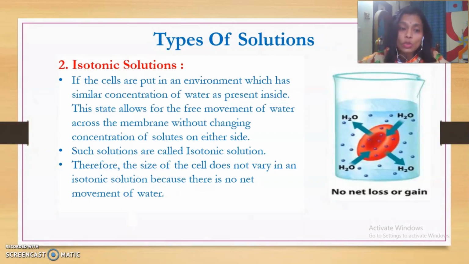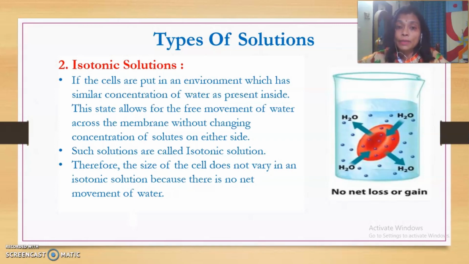Next we take the second type of solution. It is the isotonic solution. Iso means same. Isotonic solution, that means the concentration of the solution is same as that of the cell. So what do you think would happen? Yes, there would be no change in the shape or size of the cell because the concentration is same. So water will not move inside nor will the water come outside.